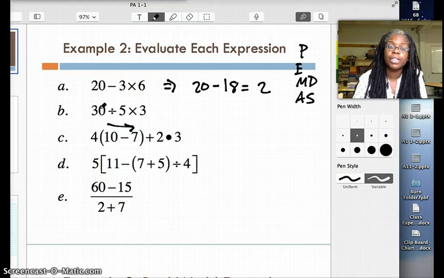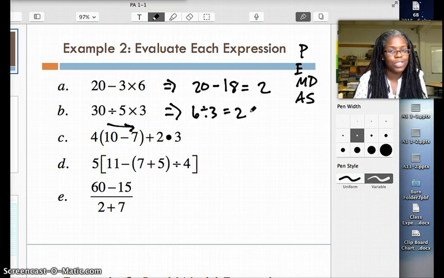So in this problem, we're going to take 30, we're going to divide it by 5. When I do that, I get 6, and then I'm going to divide that by 3, and I get 2. And that's my answer. Look, 2 2's.